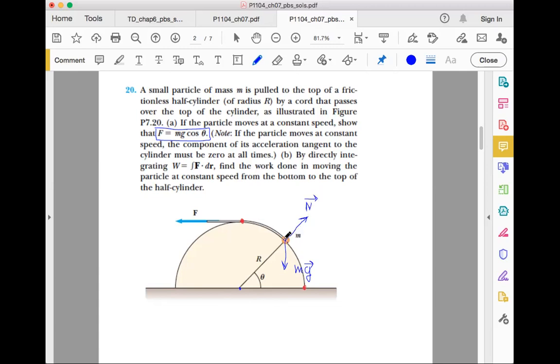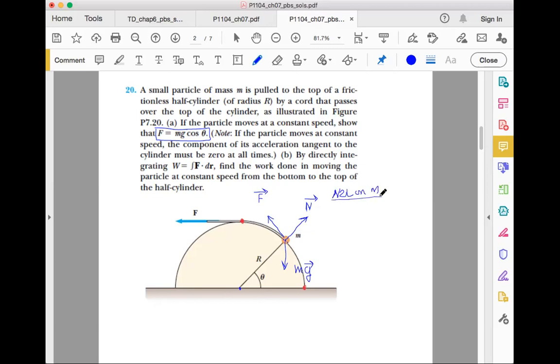And you have as well the force that is pulling this mass to the top, which is nothing else than the force F, because here you have a cord. So the force on a cord is the same, and at any point this force F is just tangent to the half cylinder, because the cord itself is along the half cylinder. So the force F, which is nothing else than the tension in the cord, will be tangent to the half cylinder.